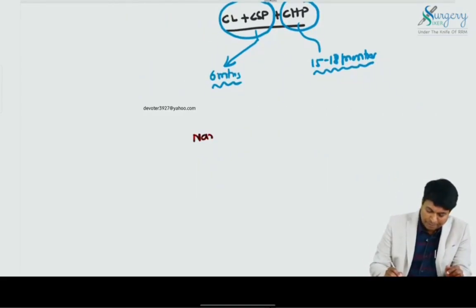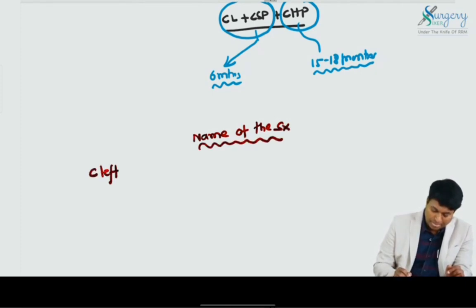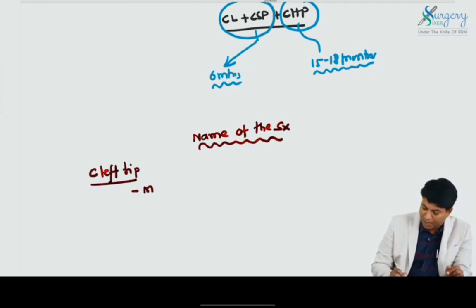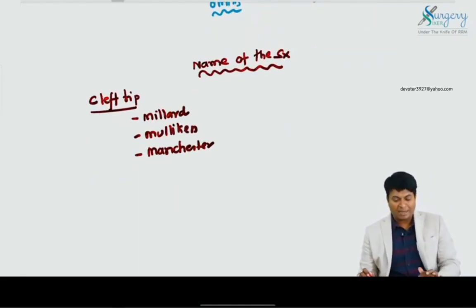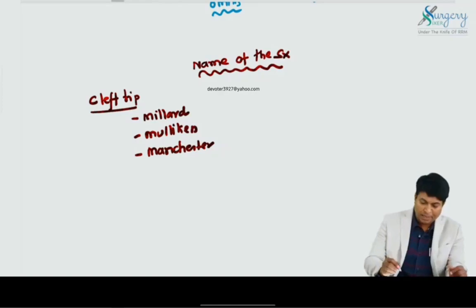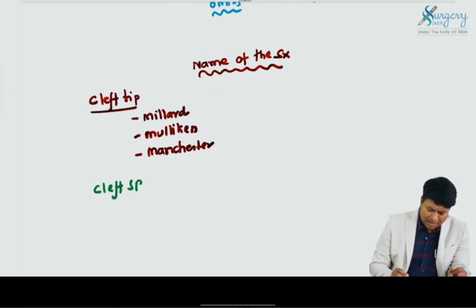What are the names of these surgeries? Cleft lip operation is known as the Millard operation, Mulliken operation, Manchester operation. All these are various names, the 3M operations, for cleft lip alone. For cleft soft palate, we have the Furlow operation, Furlow's technique.